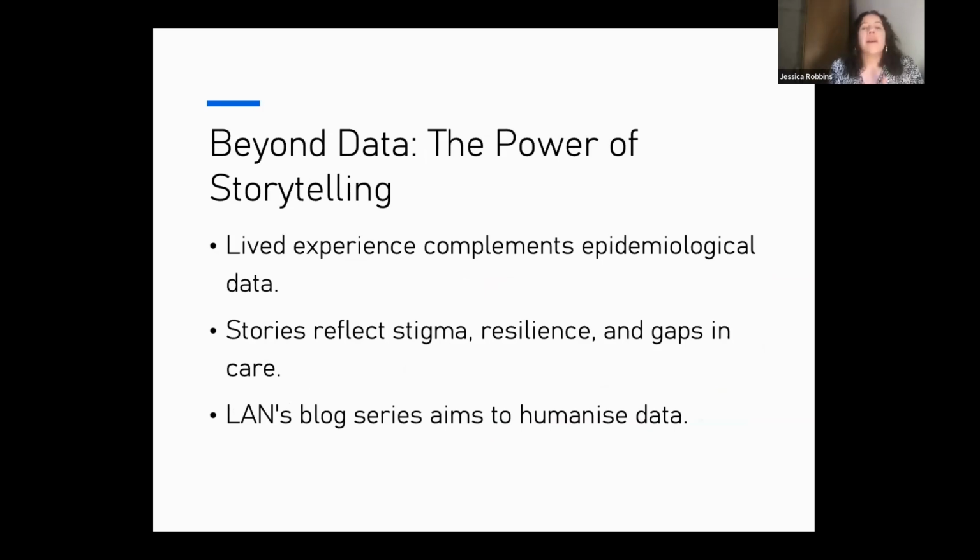And so when we talk about NTDs like cutaneous leishmaniasis, data plays such a critical role. I totally understand that. But I also think that data doesn't necessarily give us the depth of what we need to know. It tells us the what, but rarely the who, and certainly doesn't show us how it feels. And so storytelling for us becomes really essential. It's what the data doesn't capture. It's the psychological impact, the stigma, the way that it disrupts your identity.